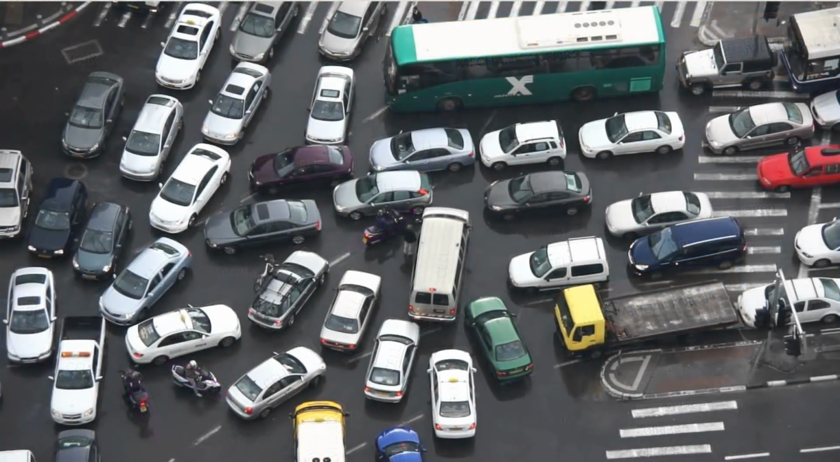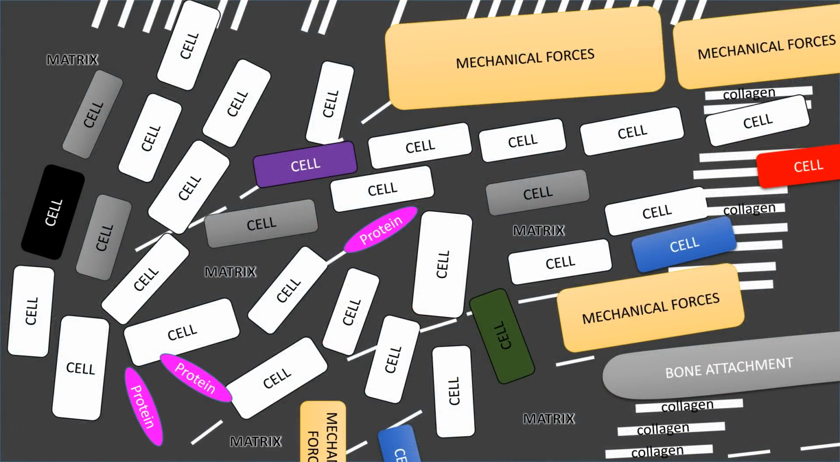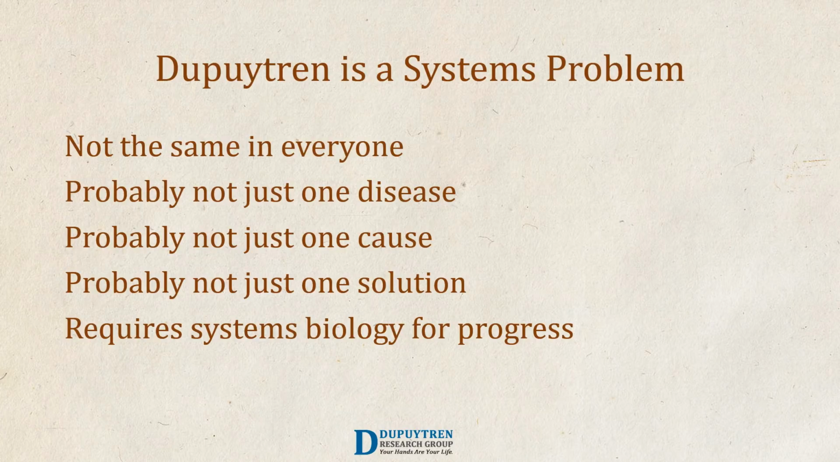That's why this looks similar to a traffic jam. You can study any one car as much as you want, know every nut and bolt in the car. You can study the asphalt, you can study the marks on the asphalt, and you're not going to get a good picture of why this traffic jam developed. And so in a similar way, we need to look at the big picture of Dupuytren disease, and we need to do that with a systems approach, which is different than how Dupuytren has been studied in the past. Dupuytren is not the same in everyone. It's probably not just one disease.